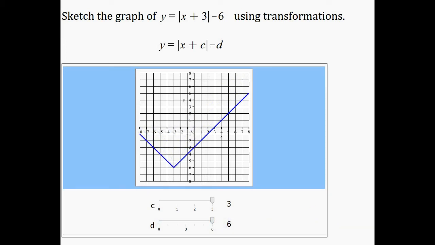Notice the domain of this function is all real numbers. It goes to the left and to the right forever, keeps extending, but the range in this case would be from -6 up to infinity.